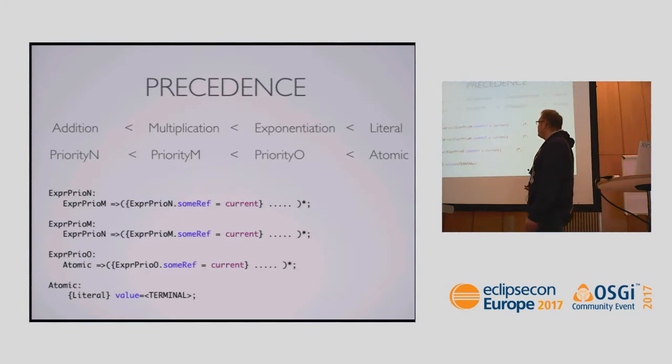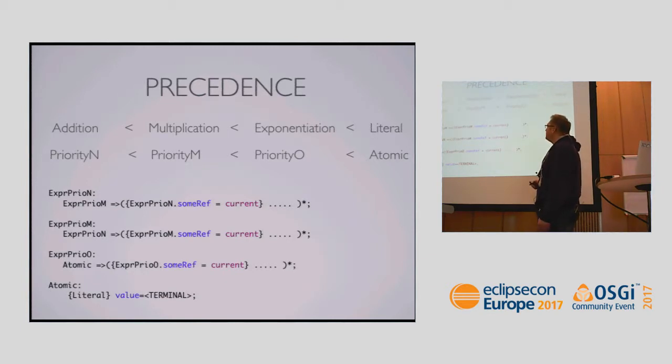In terms of the rules, the pattern is always the same. We call from the first rule the second rule first, and the rest is optional. It's always the same until we face an atomic. That's the leaf.